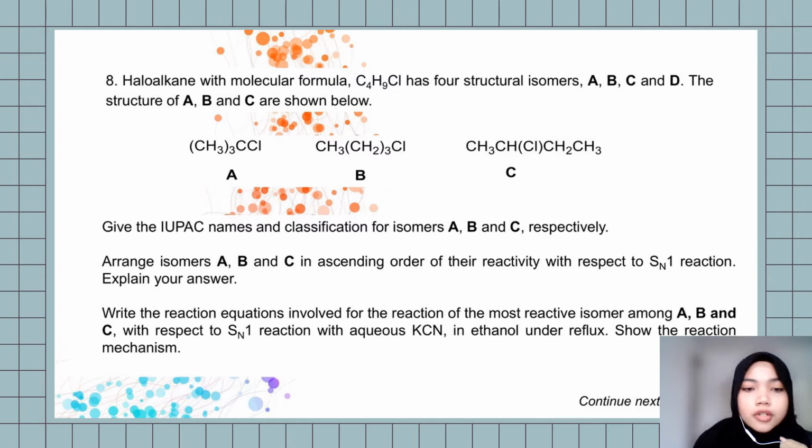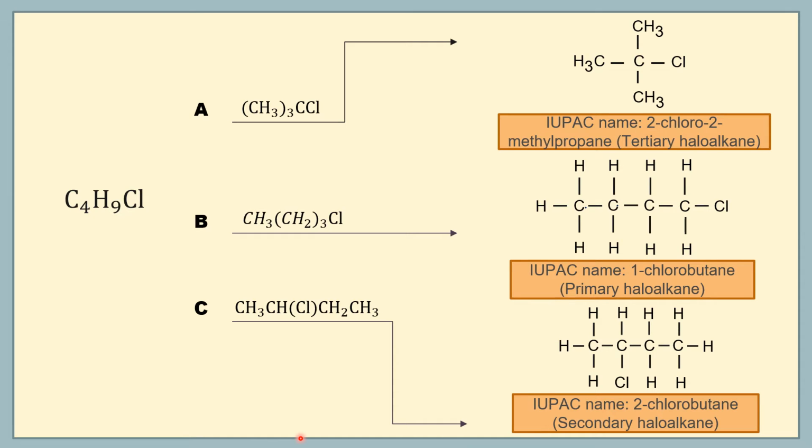So let's move on by giving the IUPAC names and classification for isomer A, B and C. As you can see here, we have the haloalkane molecular formula C4H9Cl. To see it more clearly, we can classify it like this. We have isomer A, isomer B, isomer C. To give IUPAC name, I think it will be easier for us to see if we draw the structure. So this is the structure for isomer A, isomer B and isomer C.